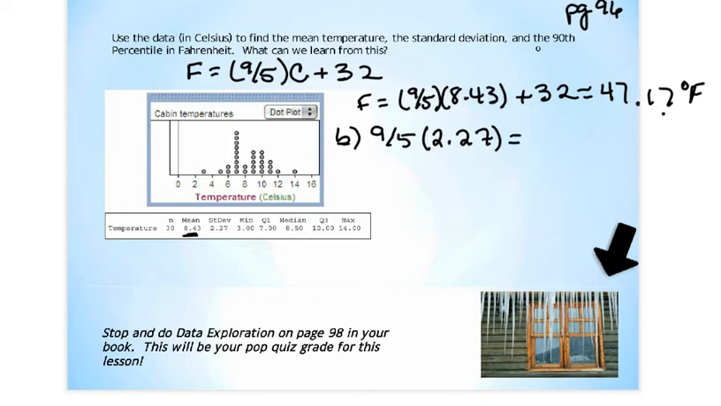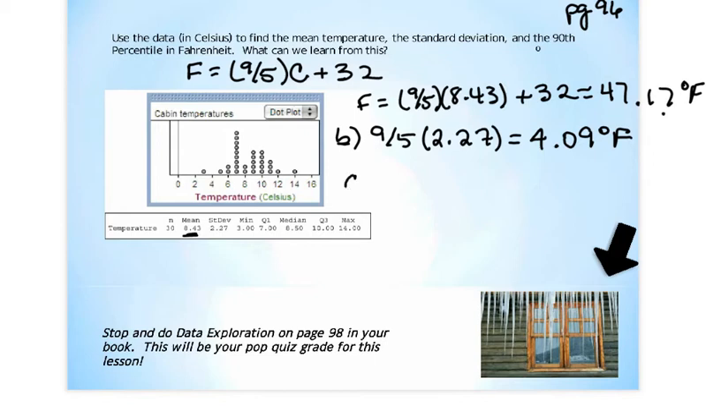And what do we get? We get a standard deviation of 4.09 degrees Fahrenheit. So the average distance of the temperature readings from the mean is about 4 degrees. Well, that's a significant amount of variation going on, 4 degrees. I mean, that can make or break your pipes.